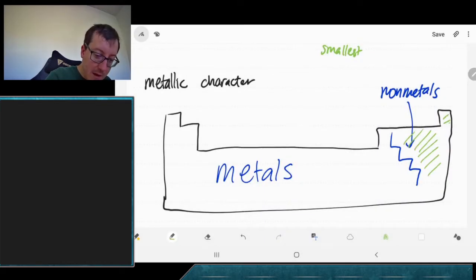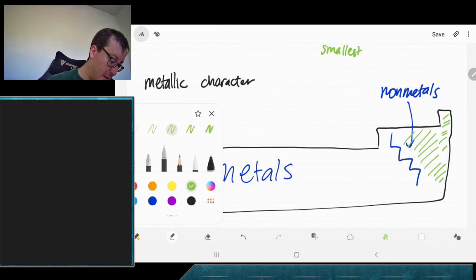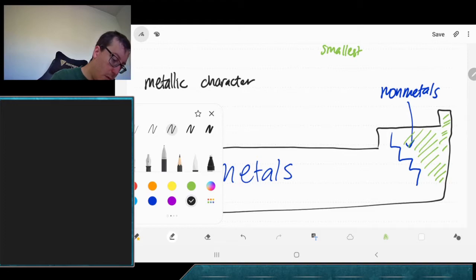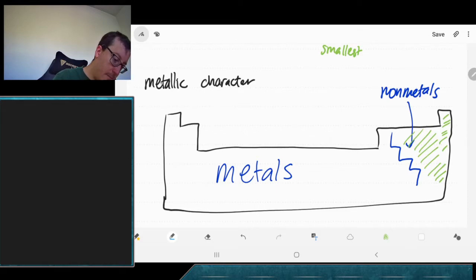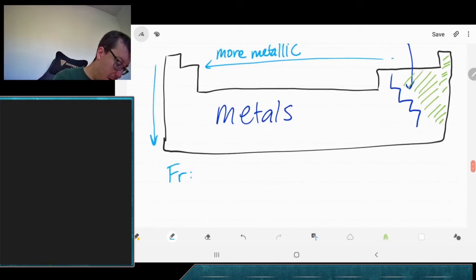They're all the way on the right, and they are more on the up side of things. And the metals are everything else. And we're going to see, therefore, the trend is the same as size. We're going to see as we go left across the periodic table, and as we go down. So we would say that, again, francium is our most metallic element.